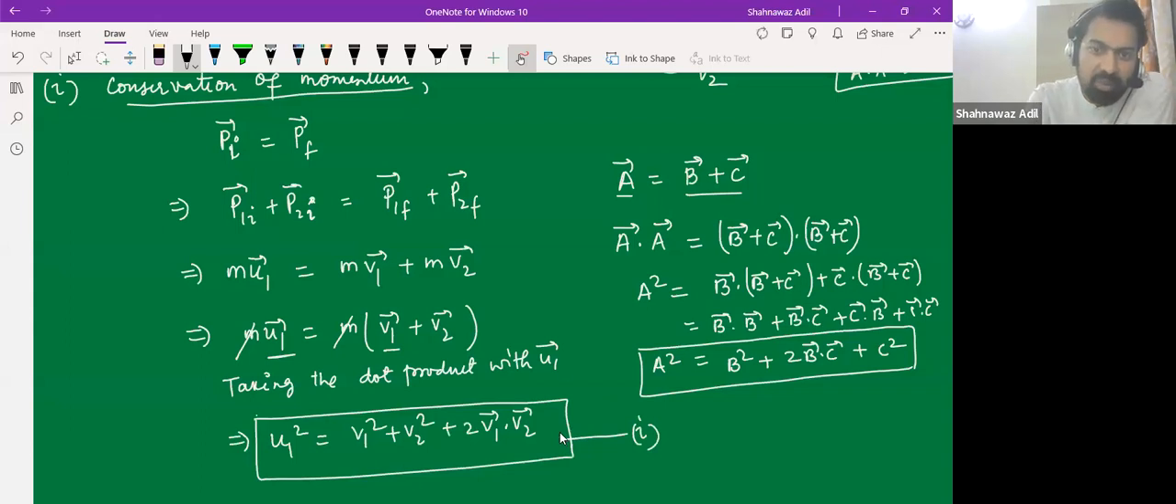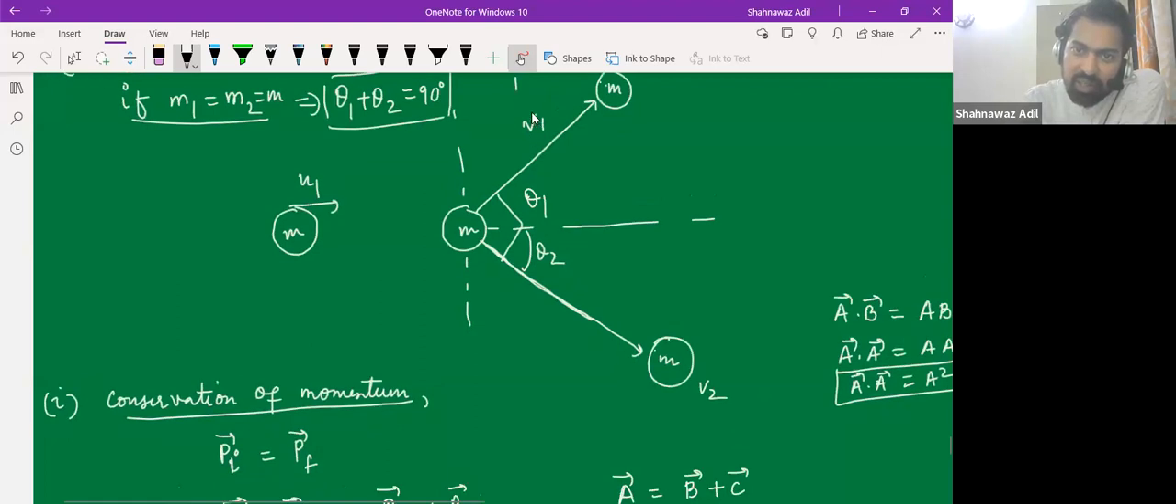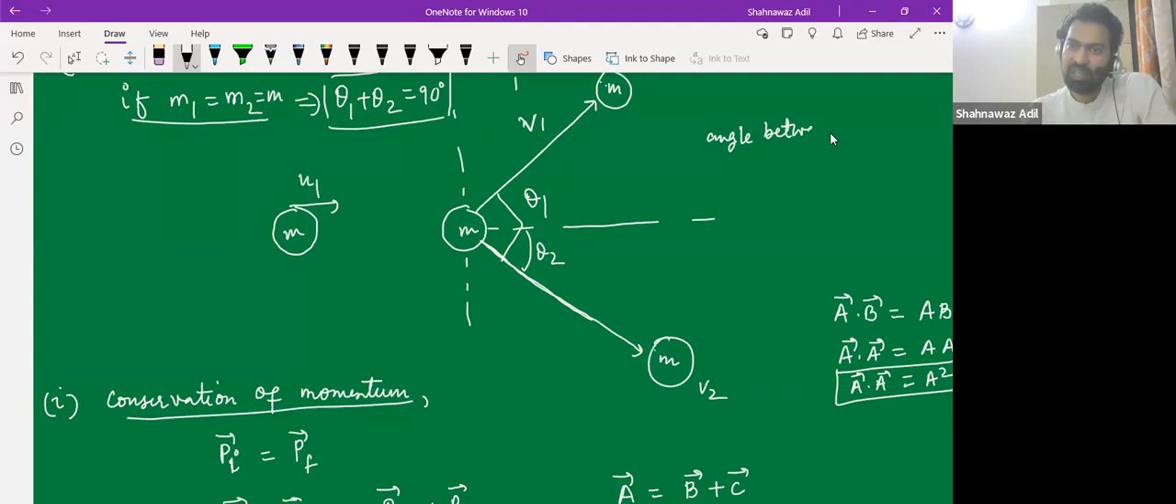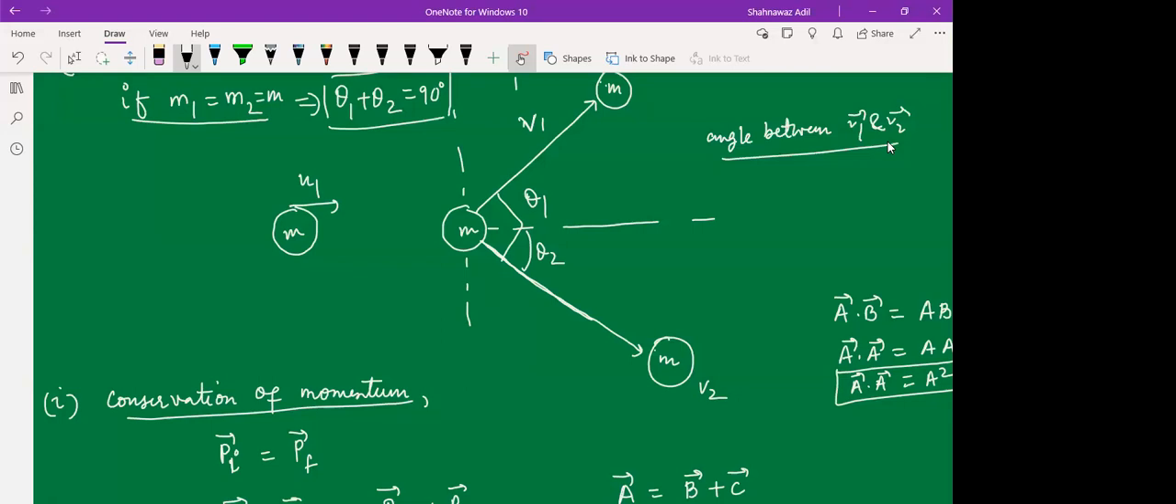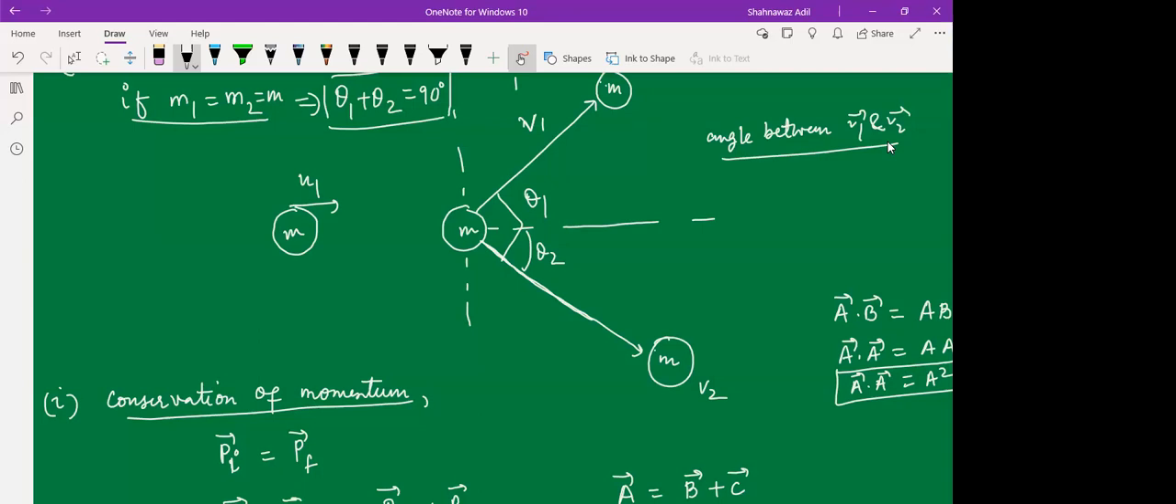And remembering the diagram, this is the diagram, right? V1 is this vector, V2 is this vector. What is the angle between V1 and V2? Sorry, sir. The angle between V1 and V2, how much is that? 90 degree. No, no, that we have to prove. But in this case, from the figure, what is the angle? Yeah, 90 degree, right?